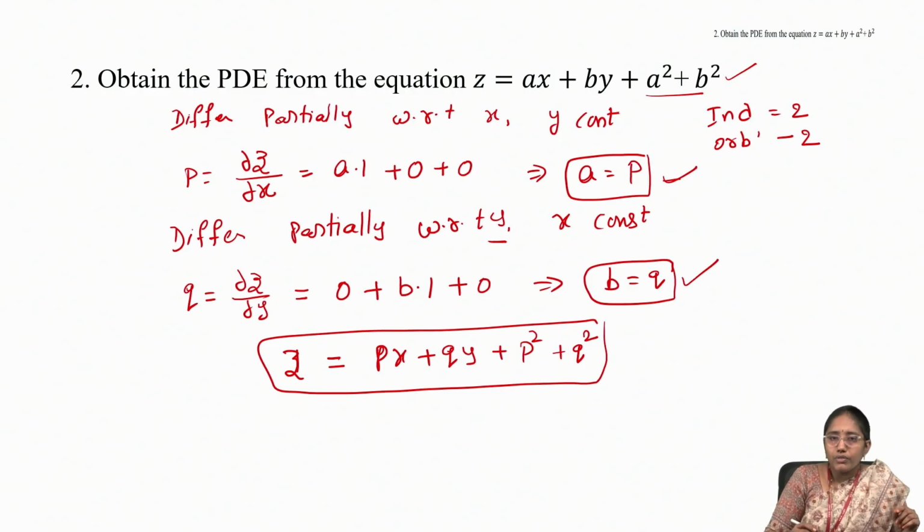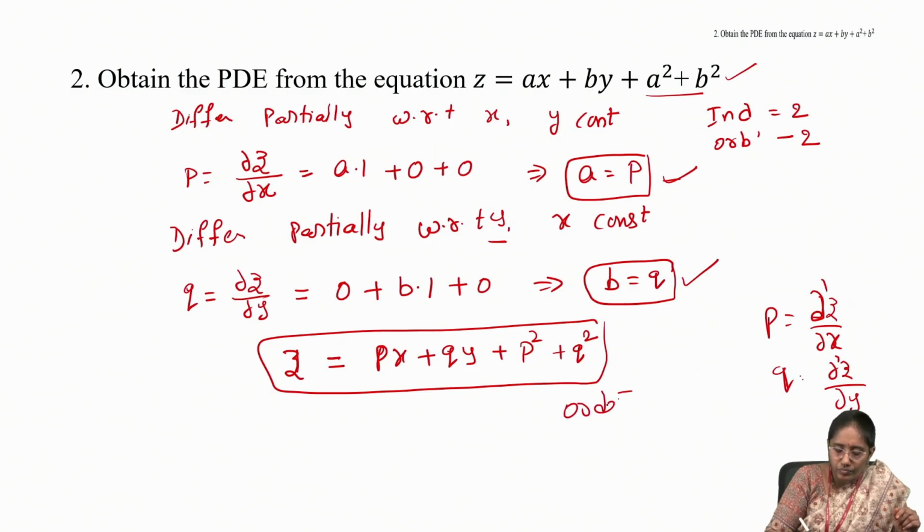Here the order of the differential equation is determined by p or q. What do we mean by p? ∂z/∂x. q means ∂z/∂y. Here these are first order derivatives, so the order of this differential equation is 1. So whenever the given relation has two arbitrary constants, we obtain a partial differential equation of order 1.